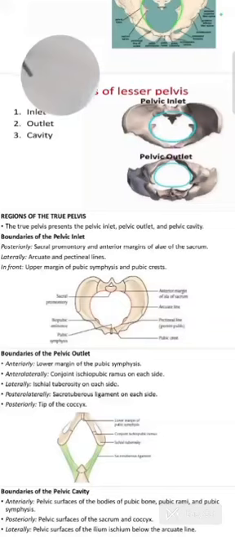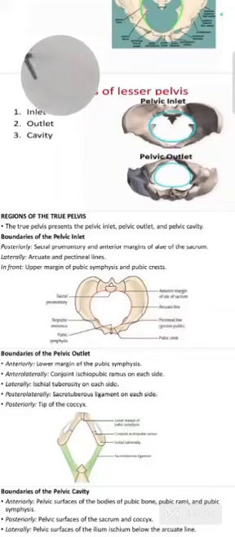Boundaries of the pelvic inlet. Posteriorly, the boundaries of the pelvic inlet are formed by the sacral promontory and the anterior margins of the ala of the sacrum. The sacral promontory is nothing but the anterior margin of the upper border of the first sacral vertebra.